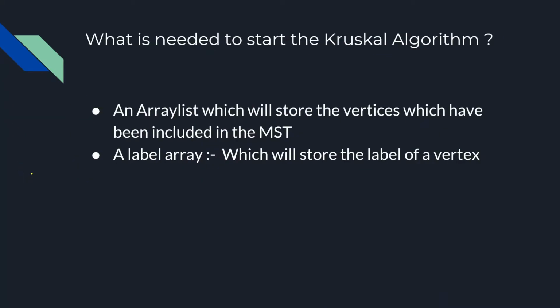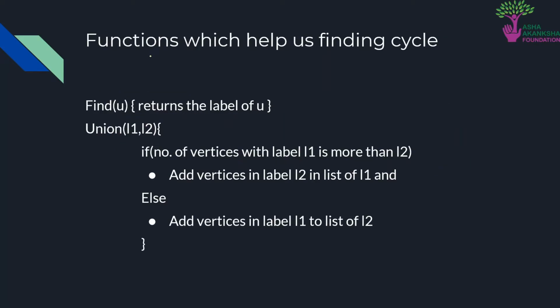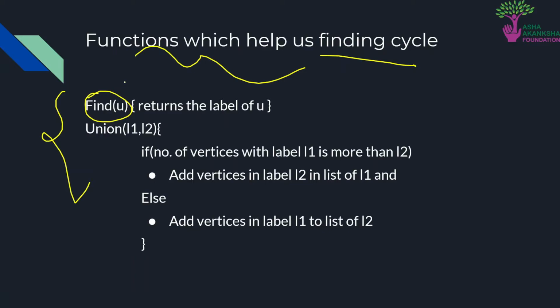Before starting, let us see what is needed to start the algorithm. First of all, we will need an array list which will store the edges which have been included in the MST, and a label array which will store the label of each vertex. Now let us see the functions which will help us find the cycle in the Kruskal algorithm. Mainly there are two functions. The first is the find function. It takes an argument u, which is the vertex, and returns the label associated with that vertex.